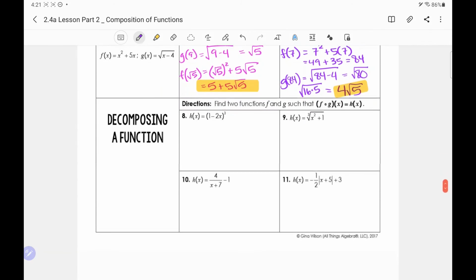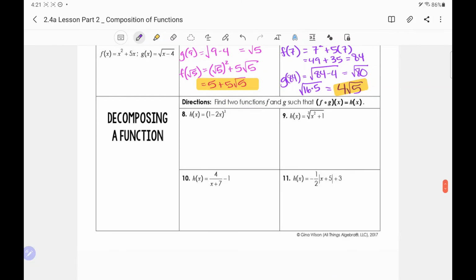Now we've got one more section here, and I do believe personally that this might be the hardest one. Let's look at this. They're telling you to find two functions, f and g, such that f of g of x equals h of x. So they're giving us h of x. Notice here on number 8, they're giving us h of x, and we're trying to figure out what two functions were combined here. I can tell you this is very important in calculus, so it's good that we're getting some practice with it.